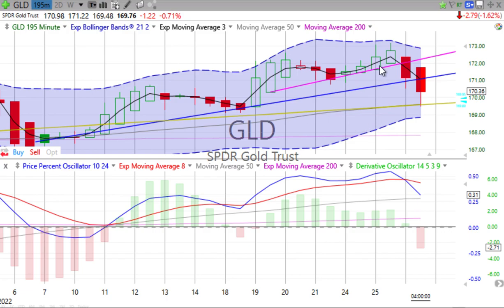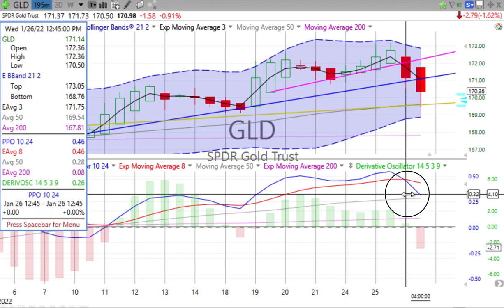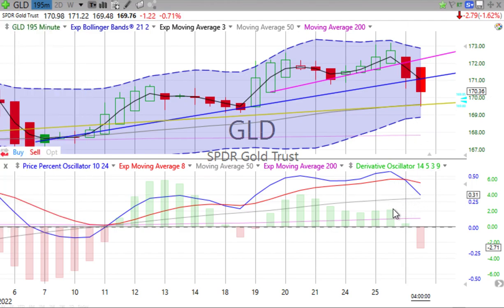Look at this half-day chart. You can see where it blew through the half-day trend line and blew through the red signal line on the price percent oscillator. And late in the day, the derivative oscillator also went big time negative. So gold just getting hammered on Wednesday.